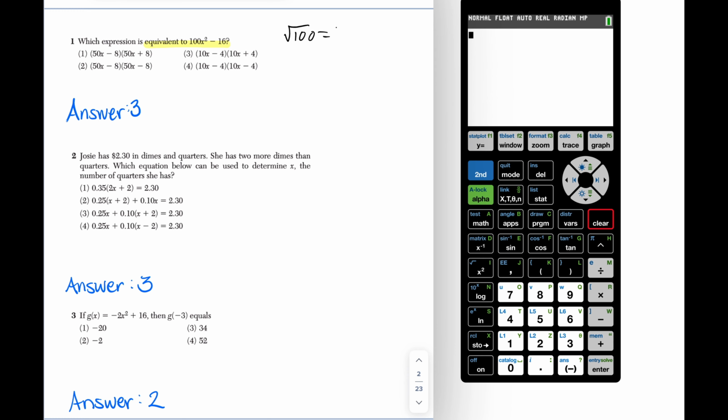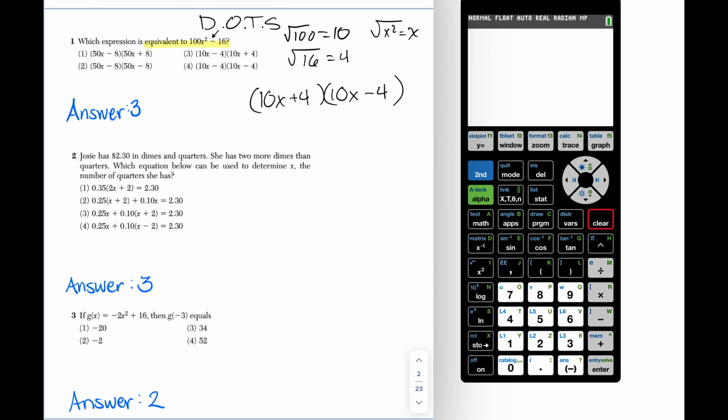I know that this is true. I know that this is true. And I know that this is true. So I'm going to use a process called difference of two squares. In other words, when you see two squares, a binomial, and they're being subtracted, I can express them like this: 10x plus 4, 10x minus 4. And that is going to give me 100x squared minus 16.